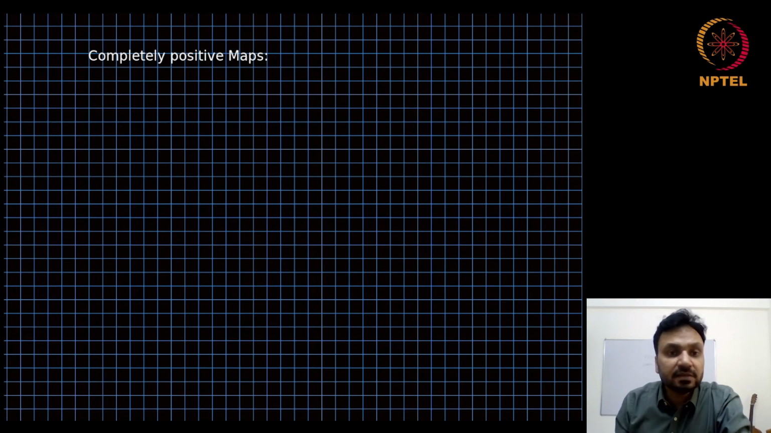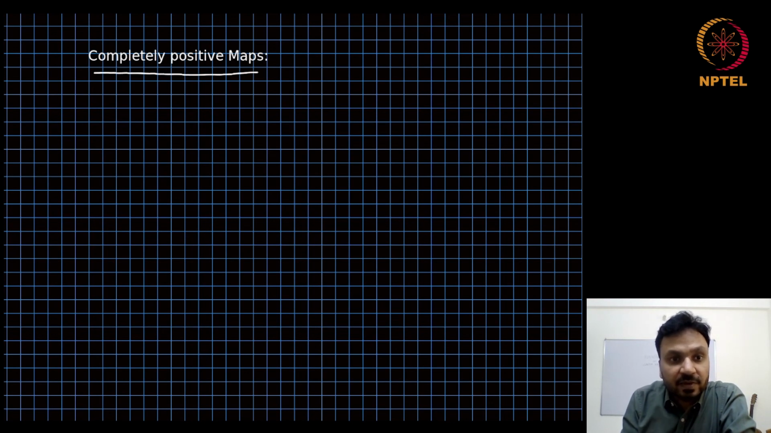Today we will be discussing completely positive maps. This is in sequence, in continuation with the positive maps we have been studying. So just to recapitulate, a positive map omega is something which takes positive operators to positive operators.